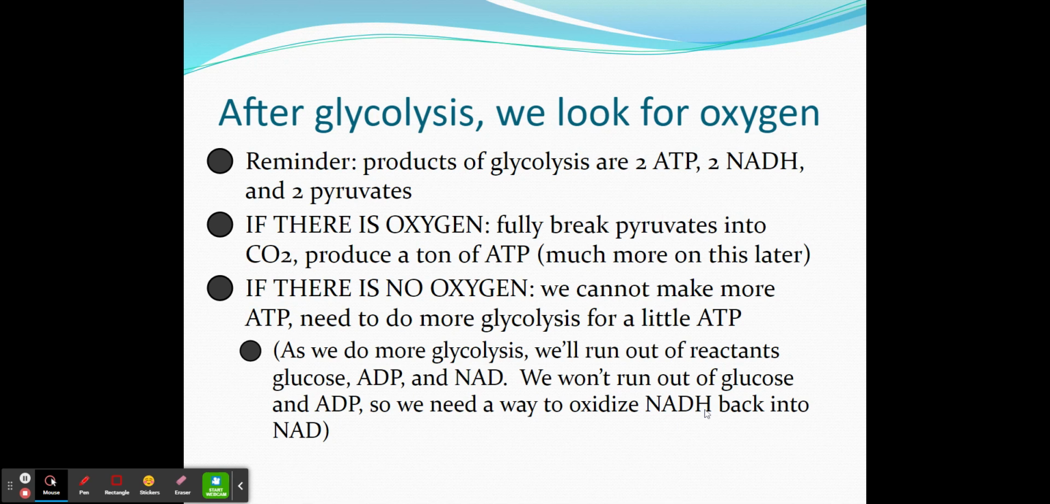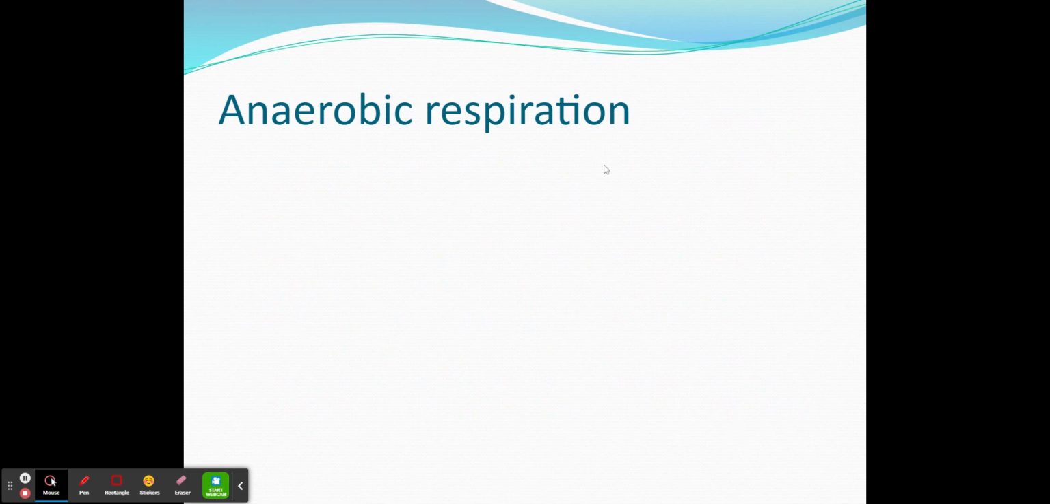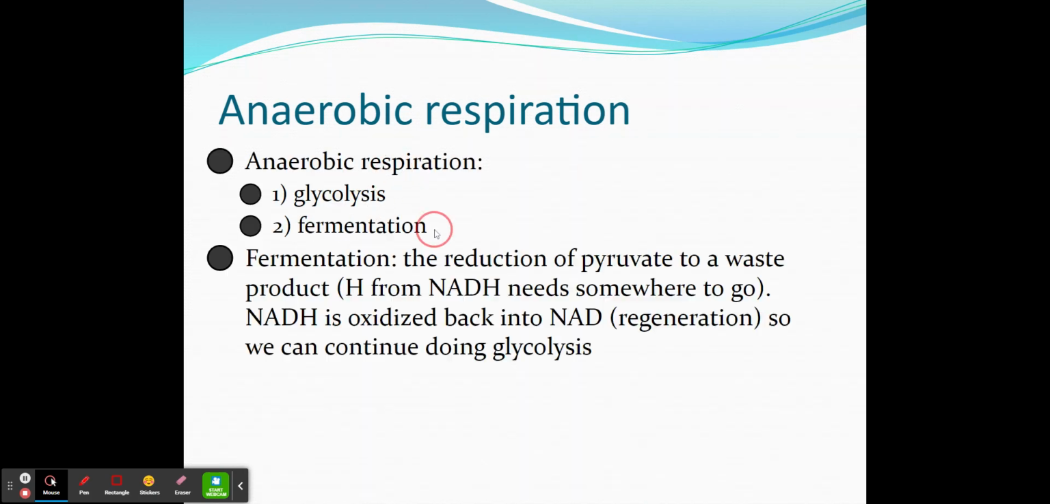We need NADH to turn back into NAD, and normally that would happen in the mitochondria. But if we don't have oxygen, NADH cannot power the ETC. It can't use its energy usefully. So what we have to do is fermentation.